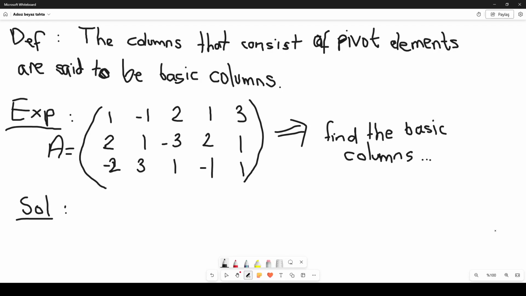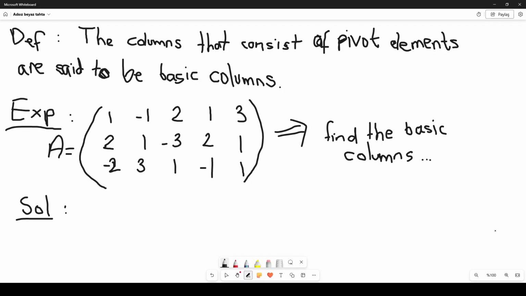In this lecture, I will give you the definition of basic column and non-basic column, and I will also show how to find the basic columns as well as the non-basic columns. And following that, in the end, I will show you also an important property that we will be using when we want to solve homogeneous systems related to basic columns.